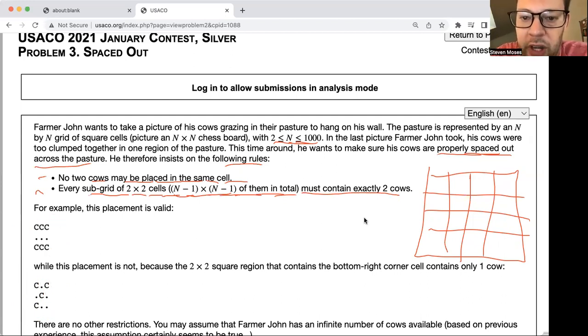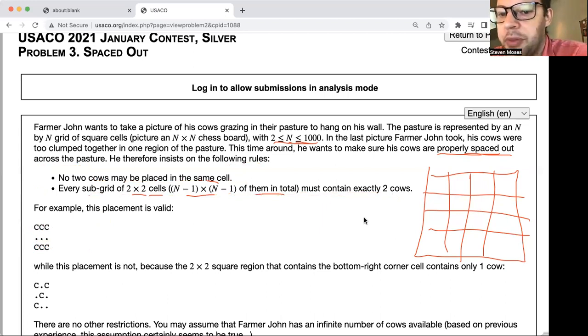So let's real quick look at this one, the first one. This one's valid because here I've got 2 cows, and then here I've got 2 cows, and then down here I've got 2 cows, and then here I've got 2 cows. And again, because this is 3 by 3, there's only 2 by 2 cells to check. Because each of those has 2 cows and 2 empty spaces, that's a valid placement.